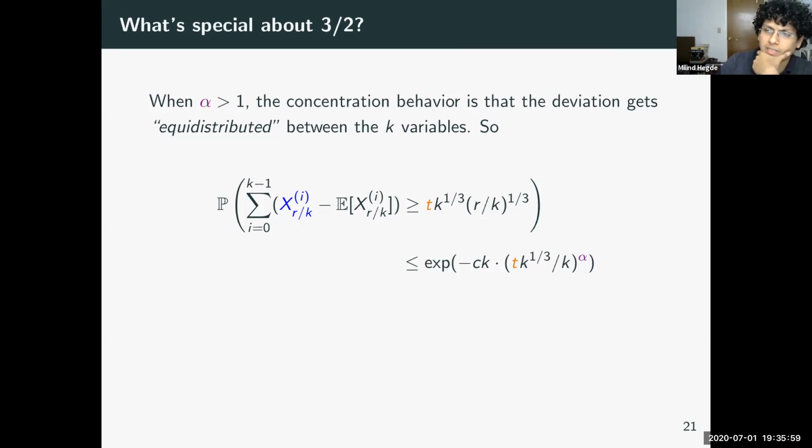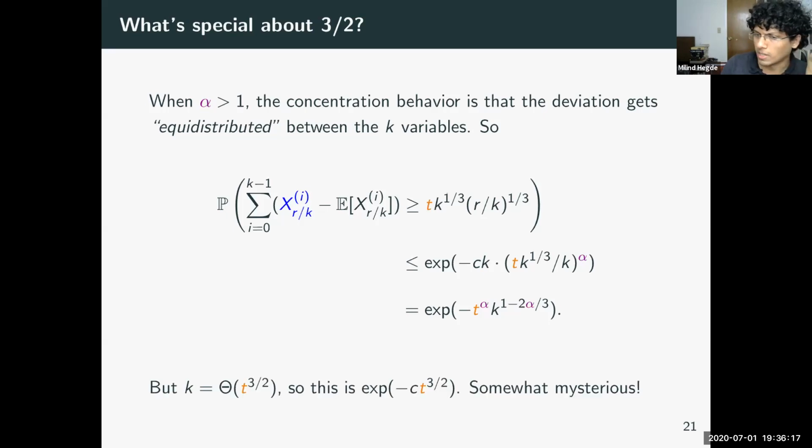If you simplify this, it becomes t to the alpha times k to the 1 minus 2 alpha over 3. So you can just factor this. 1 by 3 minus 1 is minus 2 over 3 times alpha, and then you have the t power alpha. And remember, k is t to the 3 over 2. And so the k factor exactly cancels the t power alpha factor, and you're left with t power 3 over 2. So at least to me, this is somewhat mysterious that this exactly works out. But yeah, it does.